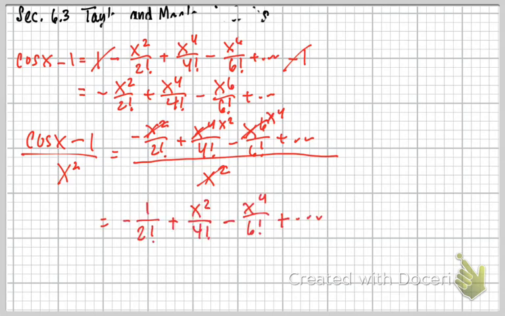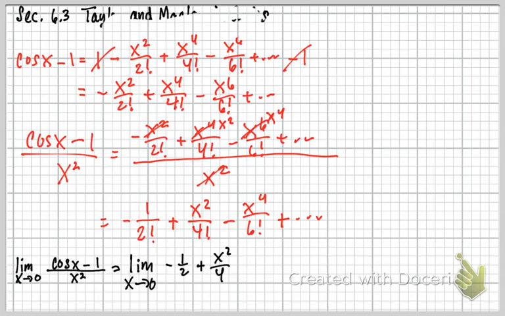So this is what I'm going to end up with. So this means if I have this limit, this is going to be the limit as x goes to 0 of negative 1/2, because 2 factorial is just 2, plus x squared over 4 factorial minus x to the 4th over 6 factorial plus dot dot dot. All of these, if you think about it, are just going to go to 0. Everything after that is just going to go to 0. So dot dot dot is all going to go to 0. And then I'm going to be left with negative 1/2. So that would be the answer for this one, negative 1/2.